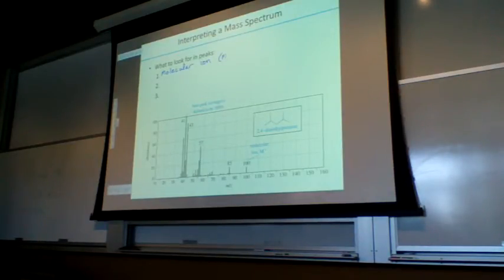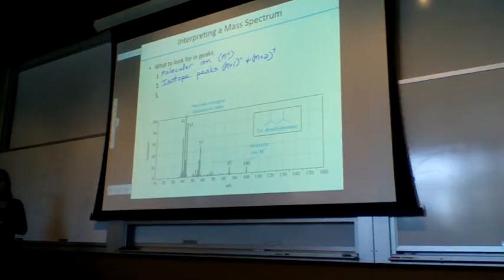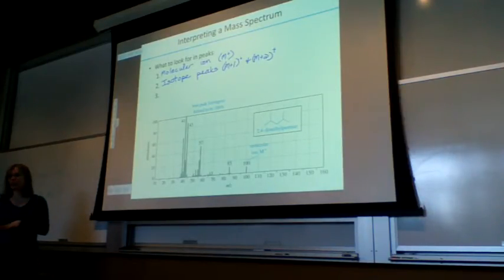Which is going to be that M+. That's going to be the first thing you want to look for. Then we're going to look for the isotope peaks, and that's going to be our M+1 plus and M+2 plus. Now technically, those are M+1 plus and M+2 plus because they are positively charged ions. I tend to just say M+1 and M+2 because it gets awkward to say M+1 plus all the time.